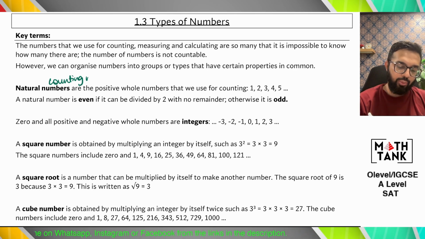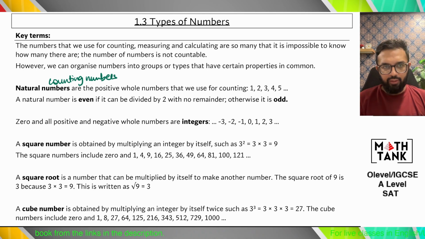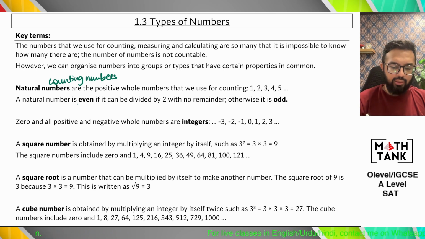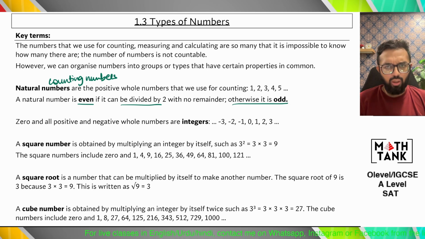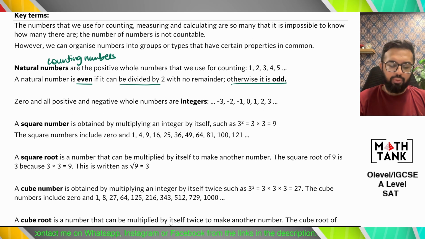What do you count with? You count starting from 1. So 1, 2, 3, 4, 5. All of these are counting numbers. A natural number is even if it can be divided by 2, otherwise it is odd. So 1, 3, 5, 7, 9 are odd numbers. 2, 4, 6, 8, 10 are even numbers.